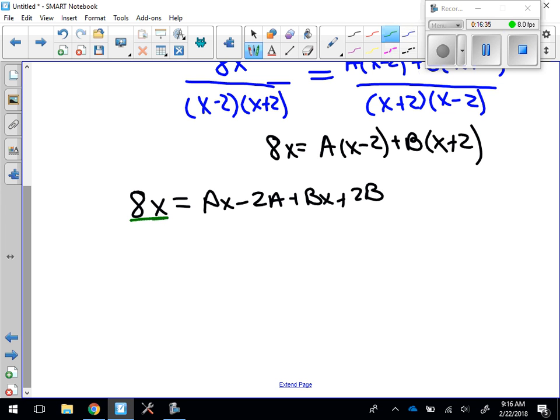The coefficients of the x's on this side have to equal the coefficients of the x's on that side. And the coefficients of the constants on this side have to be equal to the constants on that side. Which is why I wrote plus 0.